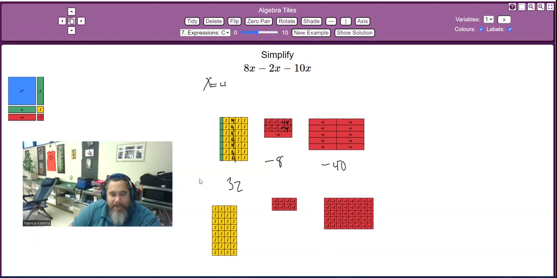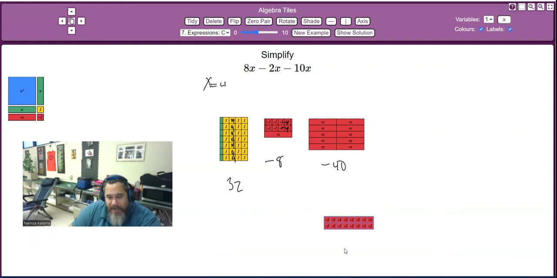Okay, now all we have to do is zero out, zero pair our stuff, and we'll see that our answer is negative 16. All right.